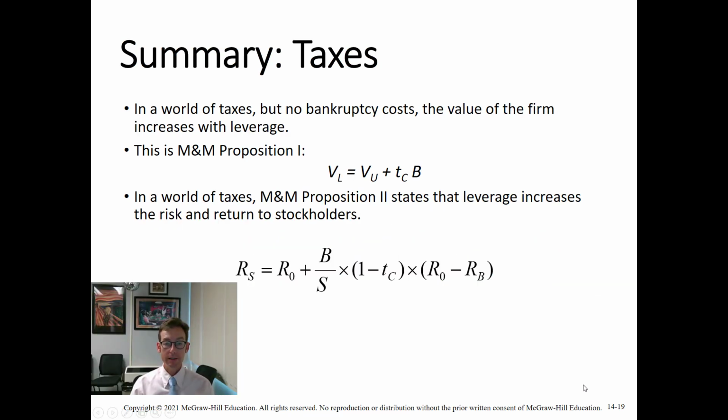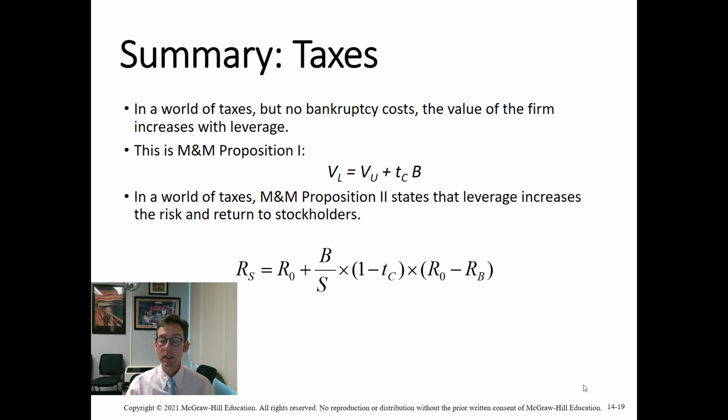When we start looking at taxes, it's a little different. Now, we're in a world of taxes, but there are no bankruptcy costs. And so the value of this firm is actually going to increase with leverage. And the reason that it does is because of the tax shield of debt. And so we have to restate Modigliani and Miller's Proposition 1 by saying that the value of the levered firm is equal to the value of the unlevered firm plus the present value of that perpetuity of tax shield going forward. So this is the amount of taxes that we'll be saving every year.